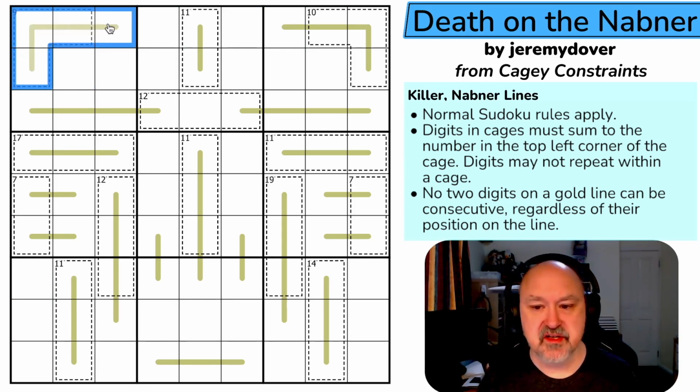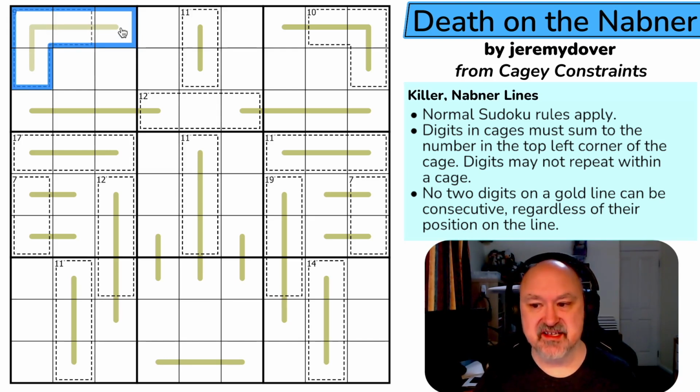And on gold lines, no two digits on a gold line can be consecutive regardless of their position on the line. So, for example, on this long line here, those two digits could not be consecutive. Those two digits could not be consecutive. You may not have any consecutiveness anywhere on the line.